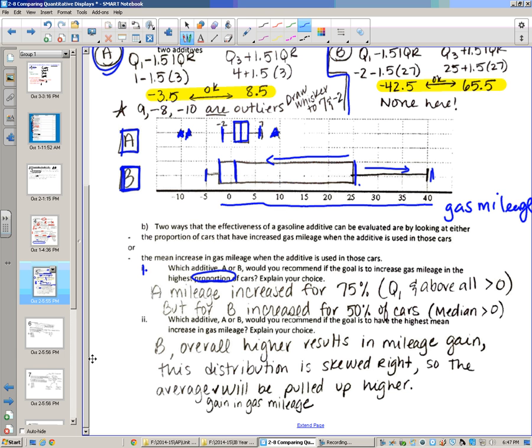I said additive A, because if you look at additive A and you look at Q1, that means 75% lies above Q1. That means 75% of the time they were going to increase fuel efficiency. Your 0 is your cutoff. If it's above 0, then that means they gained in fuel efficiency. So yes, there are these 2 cars down here that are outliers, and we definitely have at least 1 more. But 75% of the time you are increasing. Whereas for additive B, the median is right here, so half of the time you're increasing fuel efficiency.